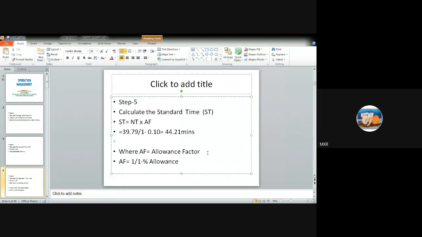We have few minutes left. The next one is work sampling. Just note down the heading, work sampling. The next topic is work sampling. Under that, write down the first point.